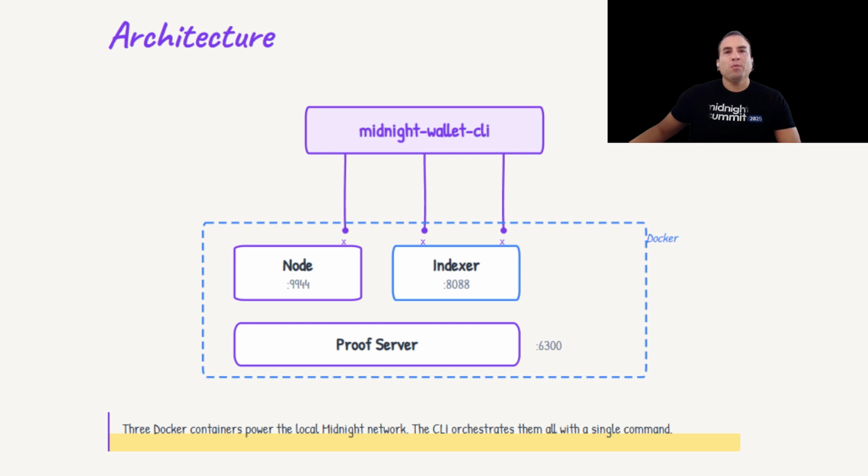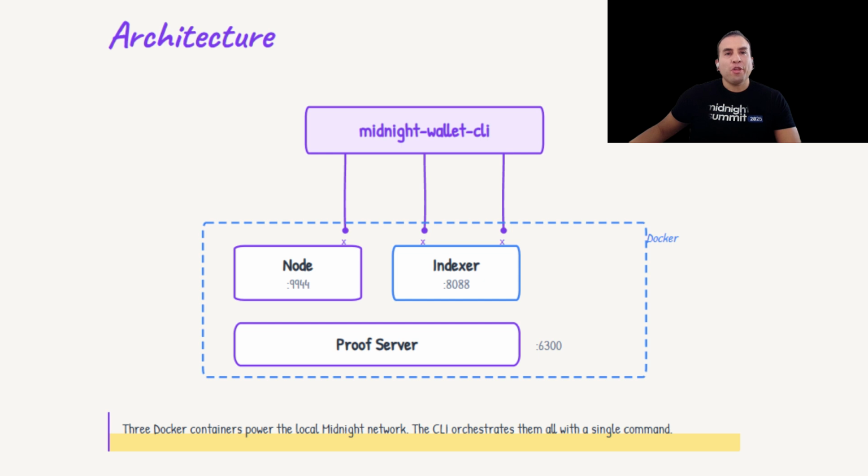Let's look at what's actually running under the hood. When you start a local network, three Docker containers come up. First, the node itself. That's on port 9944. This is the actual blockchain node. Then the indexer on port 8088. This watches the chain and makes it easy to query balances, transaction history, that kind of thing. And finally, the proof server on port 6300. This is the one that generates your zero-knowledge proofs when you make transactions. The CLI talks to all three of these.